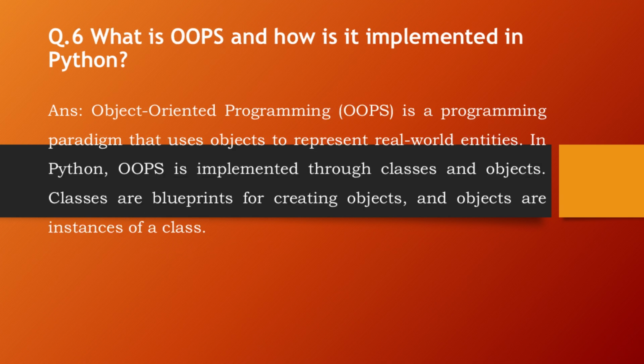What is OOPS and how is it implemented in Python? Object-oriented programming, OOPS, is a programming paradigm that uses objects to represent real-world entities. In Python, OOPS is implemented through classes and objects. Classes are blueprints for creating objects, and objects are instances of a class.